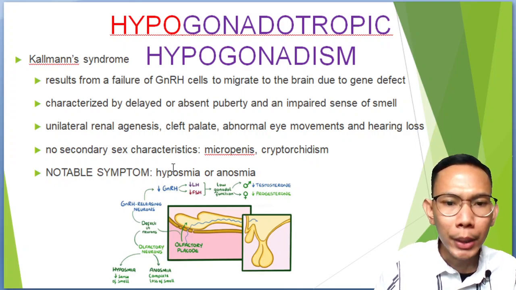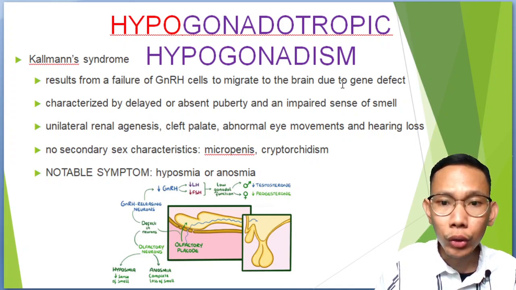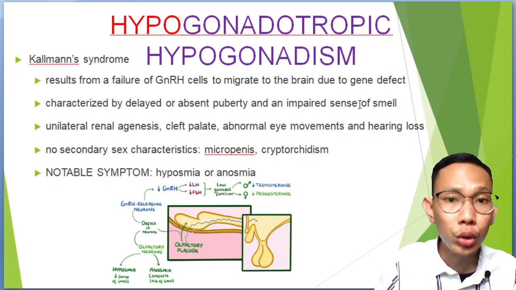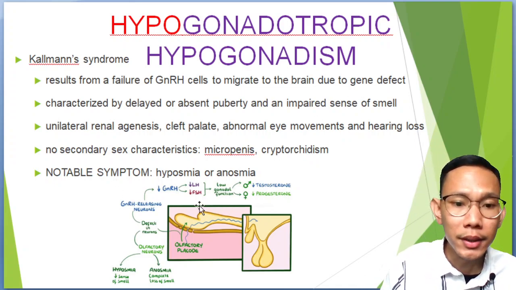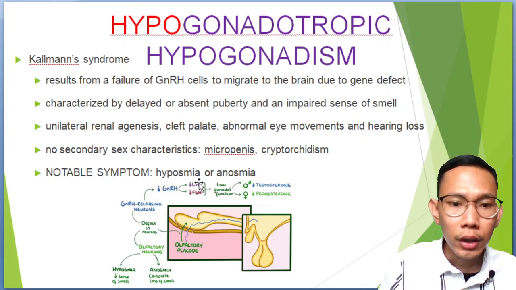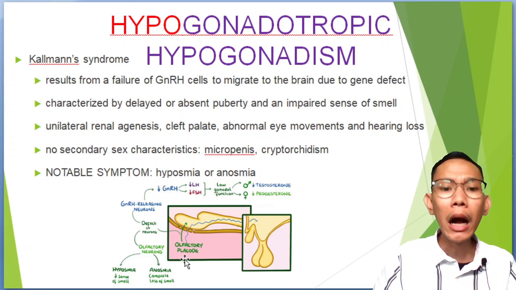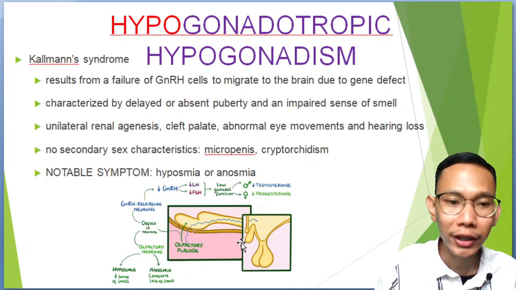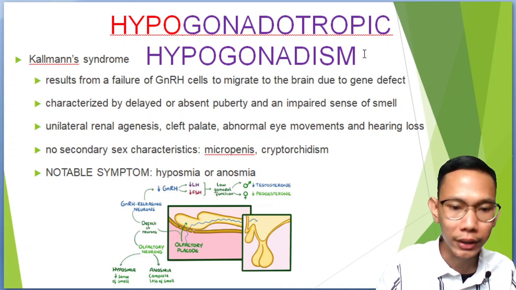Doc, bakit ang pinaka-notable symptom is hyposmia or anosmia? Kasi, there's also a defect in the migration of your olfactory neuron cells. Kaya ang pinaka-notable symptom is defect in the neurons. There is hyposmia or anosmia. Hyposmia, decreased sense of smell. Anosmia or complete loss of smell. So may problema pa rin ng migration ng cells. So this is your Kallmann syndrome, hypogonadotropic hypogonadism.